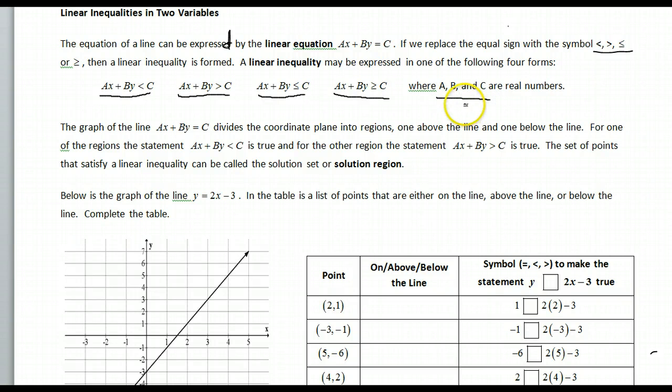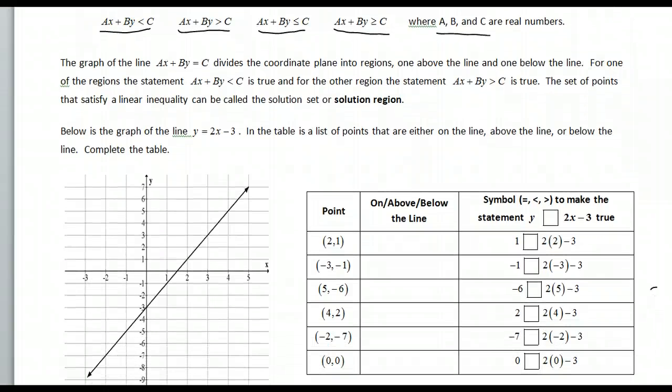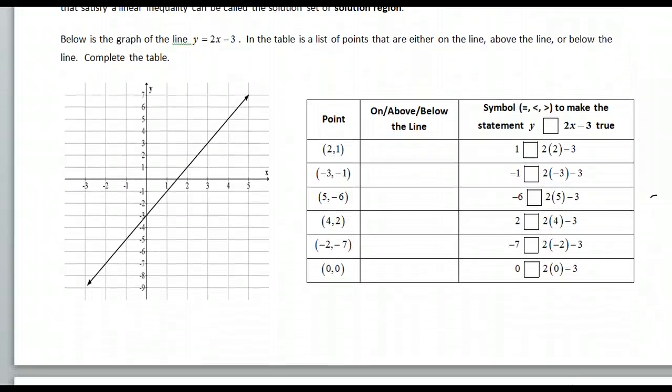The graph of the line ax plus by equals c divides the coordinate plane into regions, one above the line and one below the line. For one of the regions, the statement ax plus by is strictly less than c is true, and for the other region, the statement ax plus by is greater than c is true. And the statement ax plus by equals c is true just for the line. The set of points that satisfy a linear inequality can be called the solution set or the solution region. Below is the graph of the line y equals 2x minus 3.